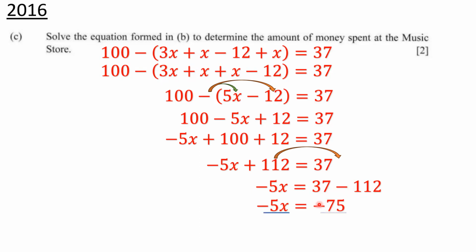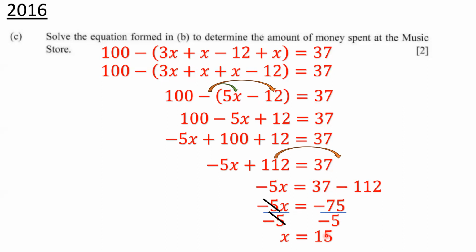We divide both sides by negative 5. And we cancel. So that means that x is going to be equal to negative 75 divided by negative 5, which is going to be positive 15. So that means that the amount that he spent at the music store was $15.